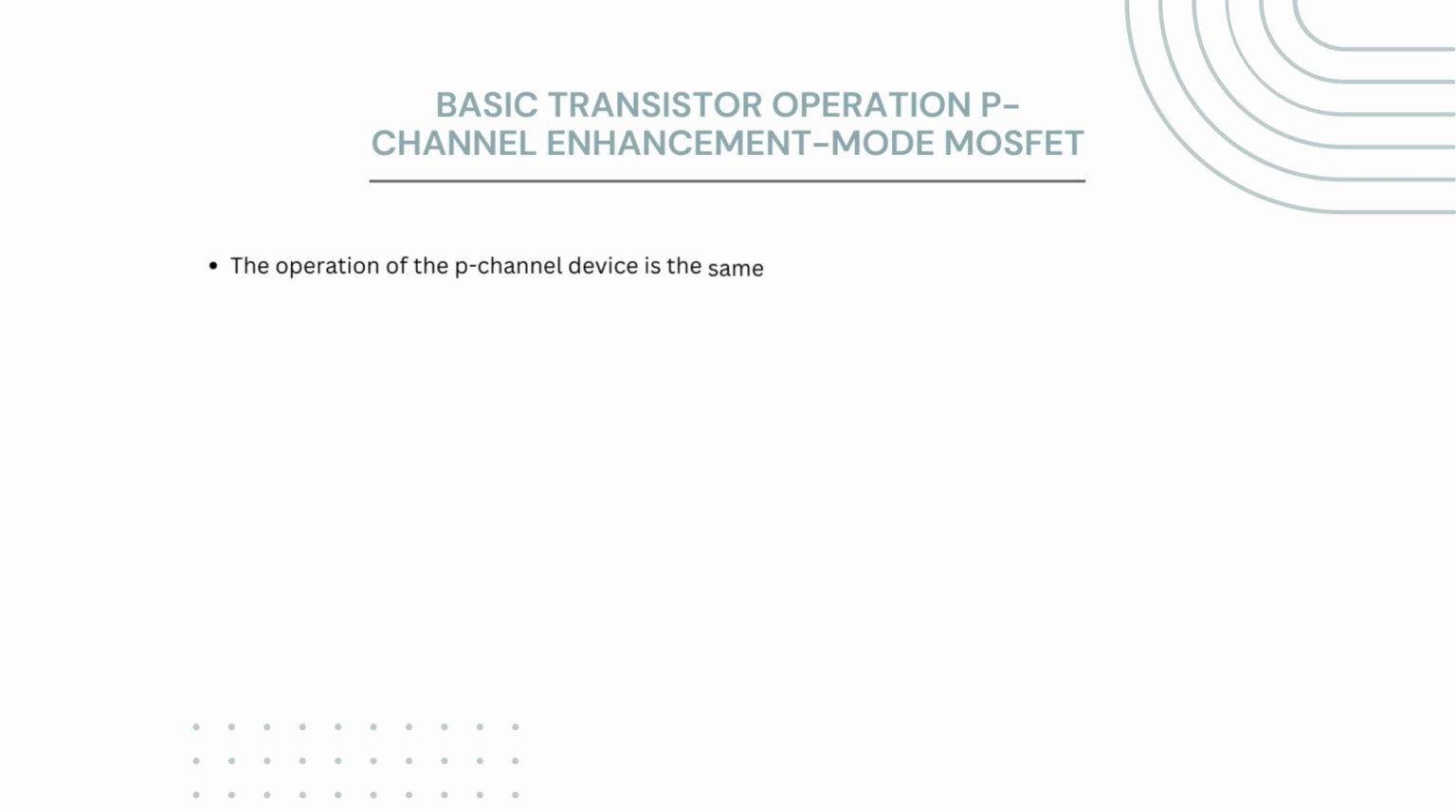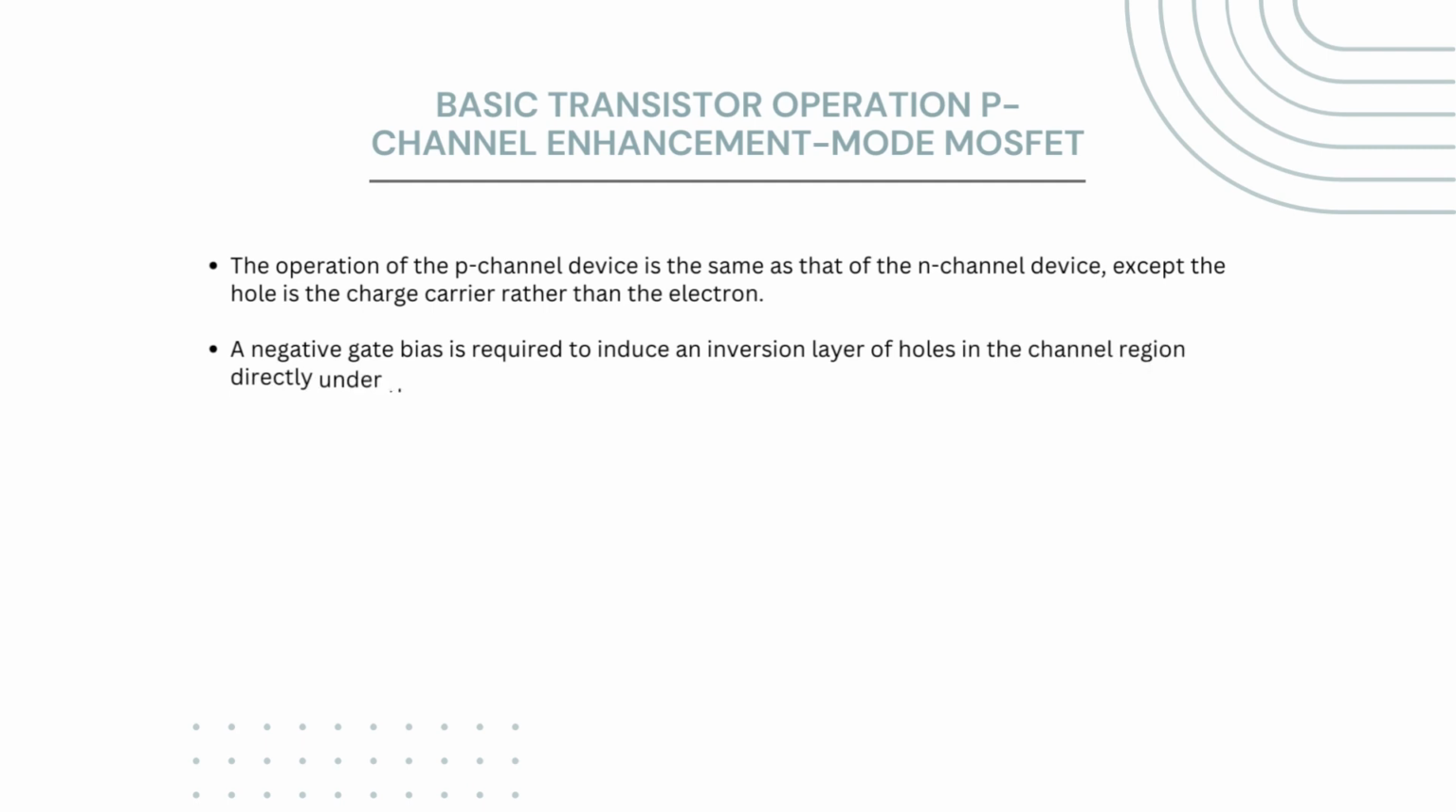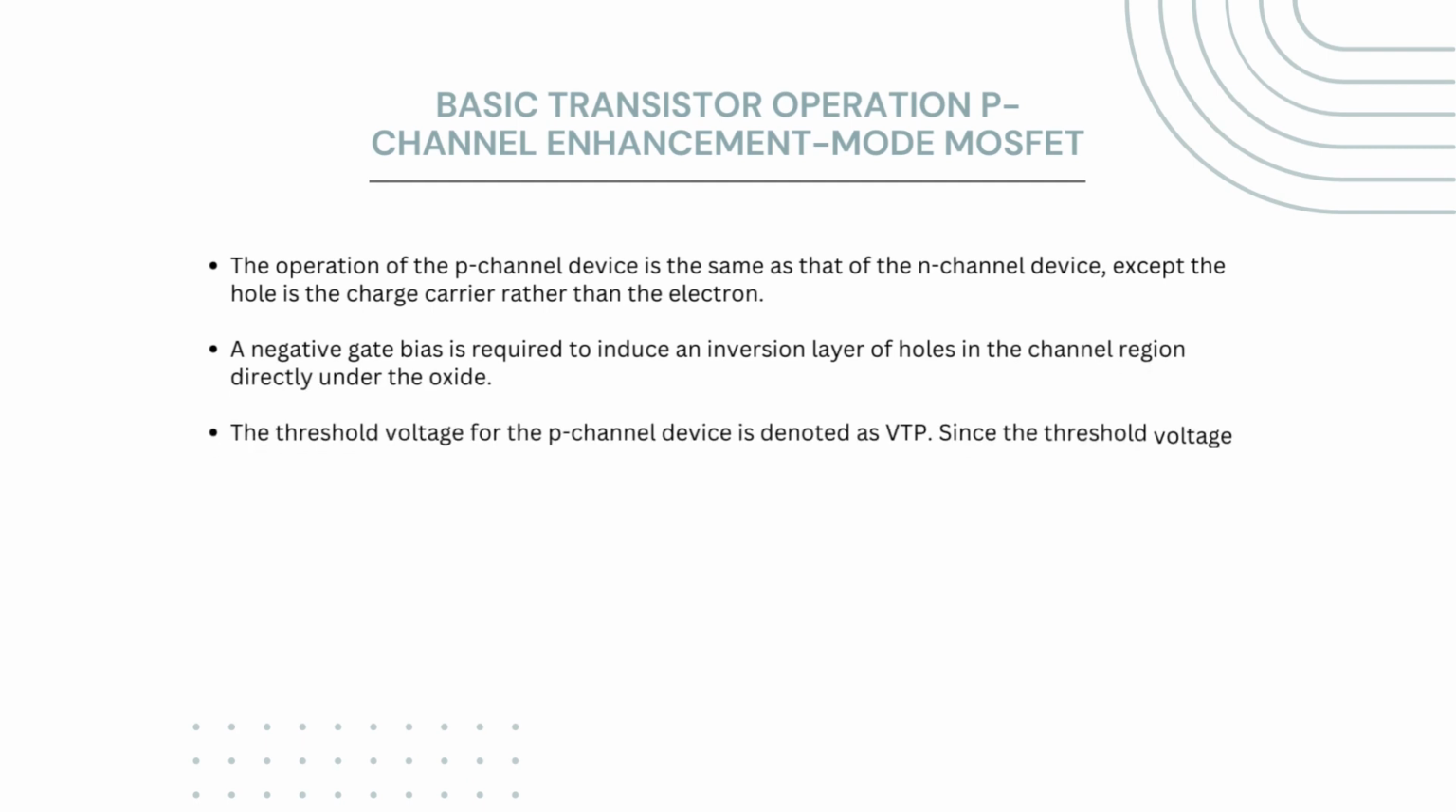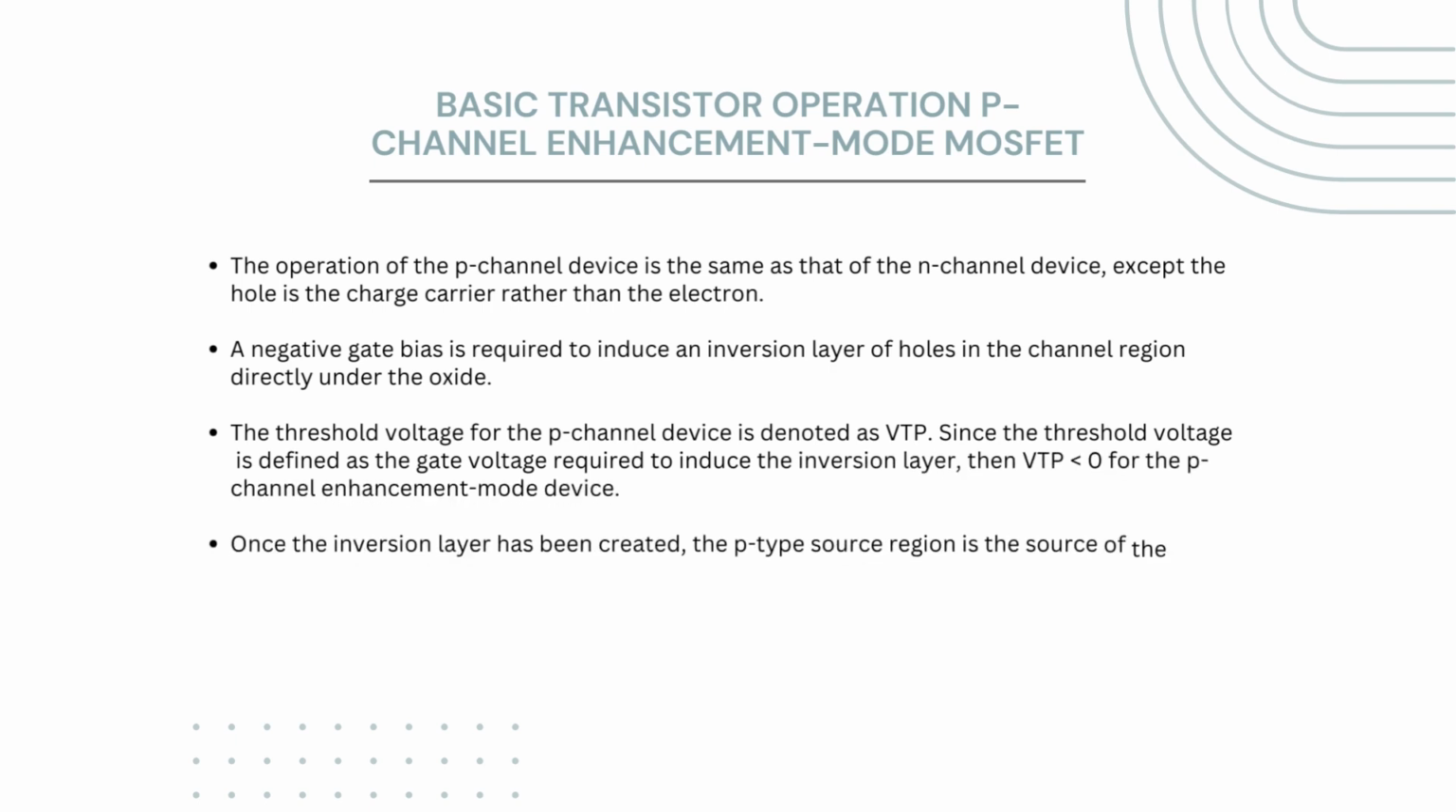The operation of a p-channel device is the same as the n-channel device, except the hole is the charge carrier rather than the electron. A negative gate bias is required to induce an inversion layer of holes in the channel region directly under the oxide interface. The threshold voltage for a p-channel device is denoted as VTP. Since the threshold voltage is defined as the gate to source voltage required to induce the inversion layer, VTP is less than 0 for a p-channel enhancement mode device.